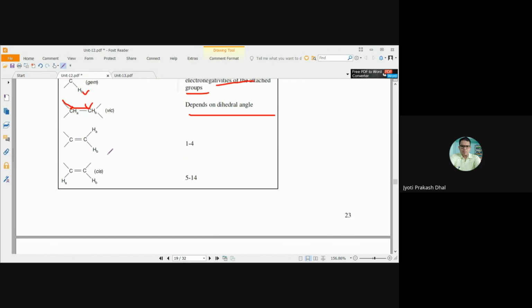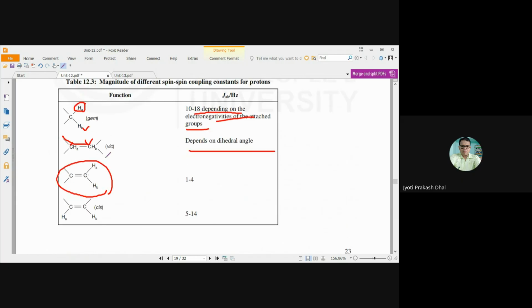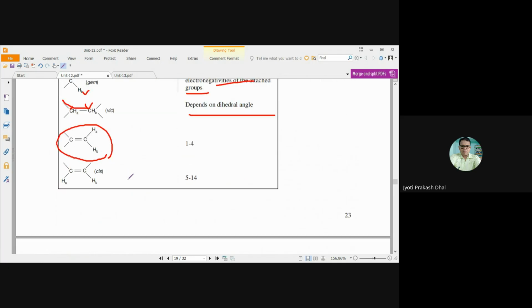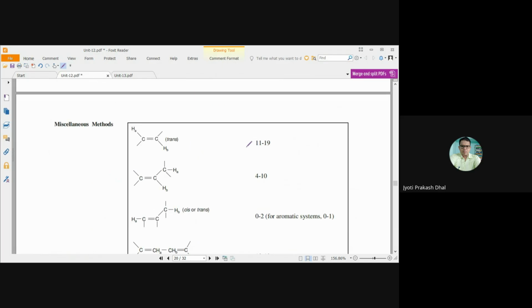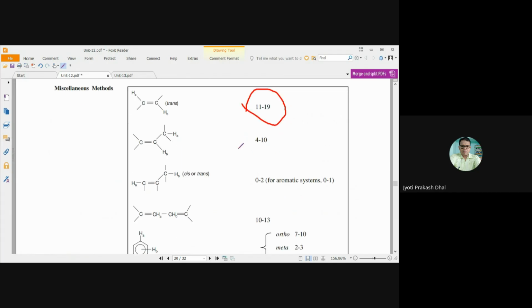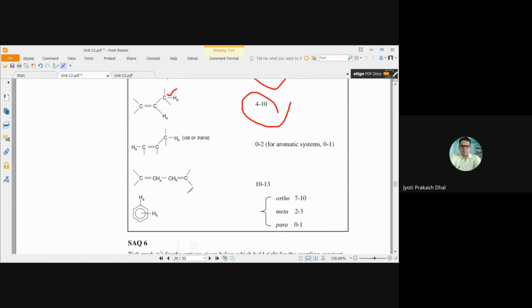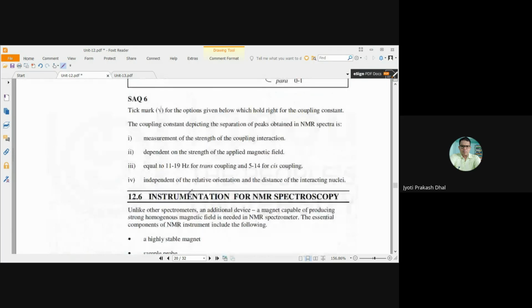Now here that is a geminal proton, but attached to a double bonded carbon. Its coupling constant value is 1 to 4, and this is a vicinal proton attached to a double bonded carbon with cis configuration, that is 5 to 14, and if trans configuration, 11 to 19. And here, if this type of proton is there, its coupling constant is 4 to 10. So these are the different coupling constants.